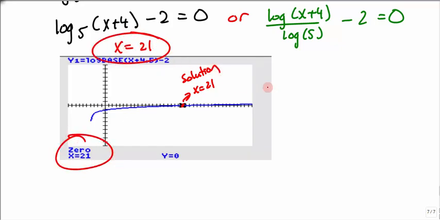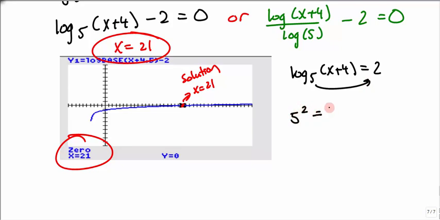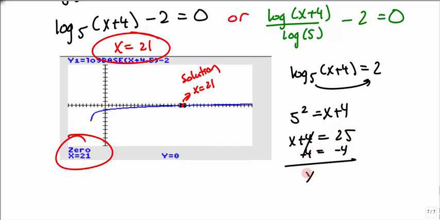Now if I wanted to solve this by hand, remember I started with log base 5 of x plus 4 equals 2. I rewrite this in exponential form. My base is 5, so I get 5 squared equals x plus 4. So I have x plus 4 equals 25. Subtract 4 from both sides, and you can see I have x equals 21. Now when you plug that back in, I don't have a negative number here, so that's nice. I don't have to throw out that solution.